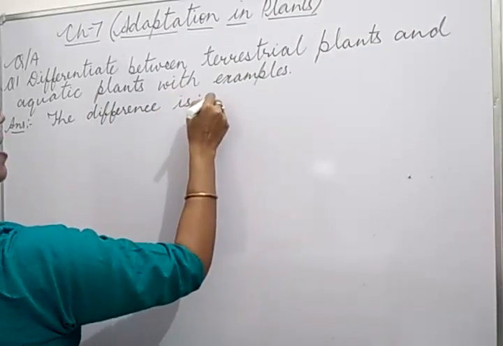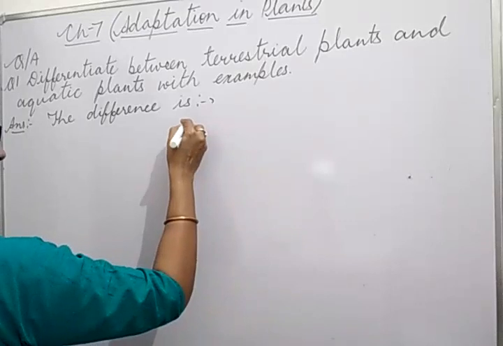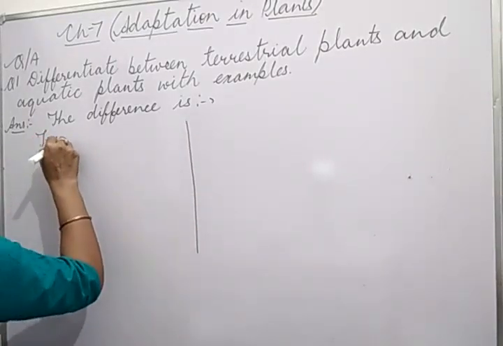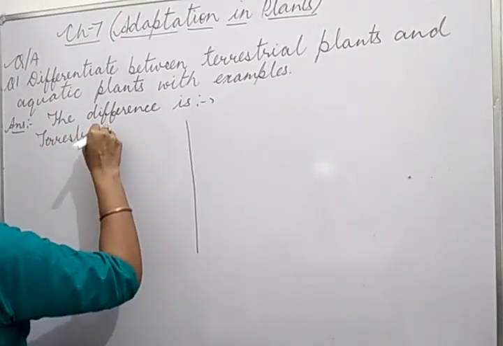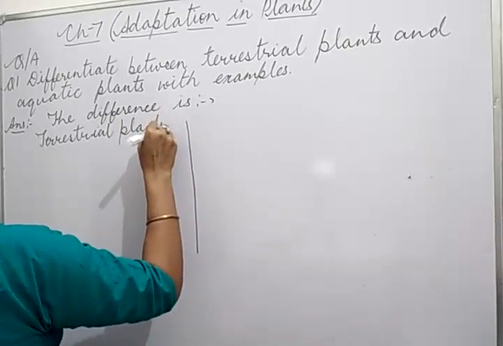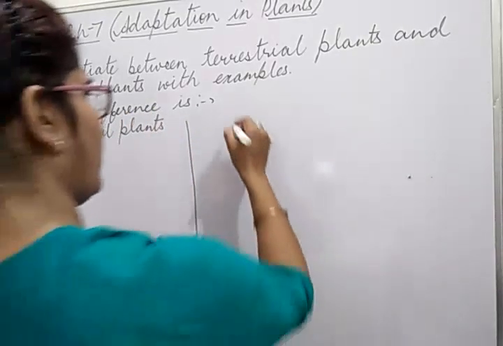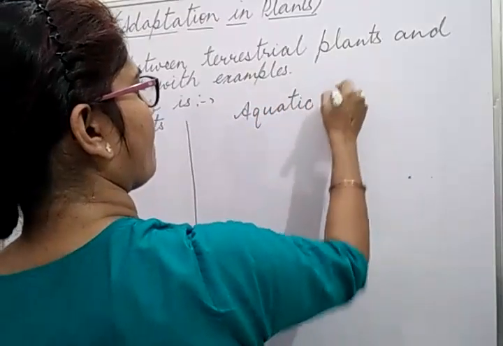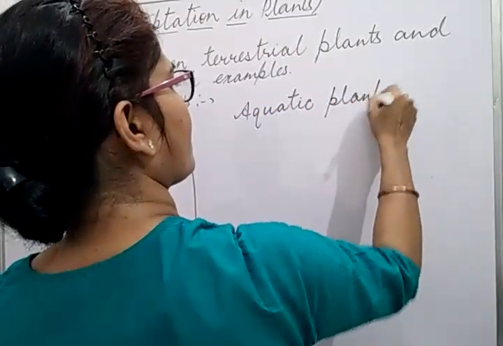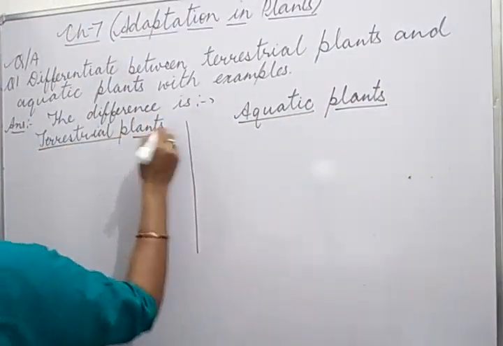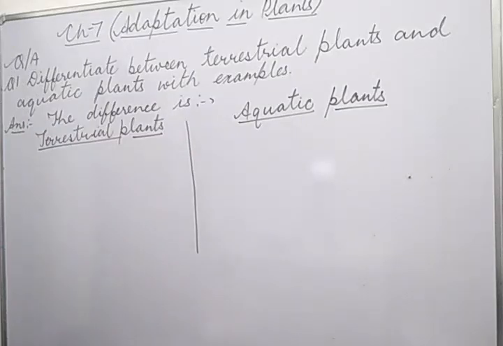is, and then we will put line in between the page, and one side we will write terrestrial plants and second side we will write aquatic plants. Okay, and then we will write their definitions. What do you mean by terrestrial plant? What do you mean by aquatic plants?